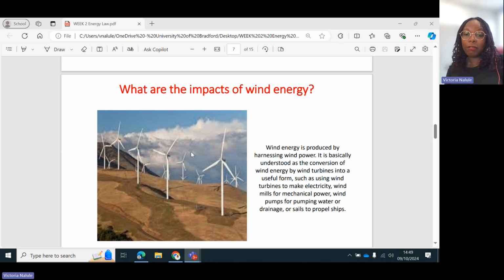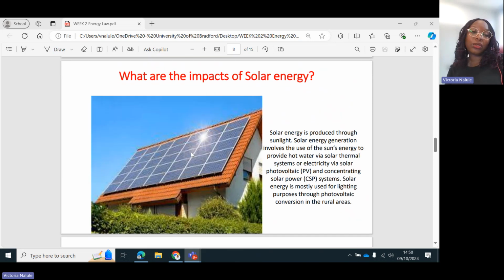So that is something we have to really look out for and understand that yes, wind energy, it's renewable, it's good because it would help us to address climate change, and also it's one of the energy sources that could help us to transition to a low carbon economy. But remember, there are also some disadvantages that need to be taken into consideration.